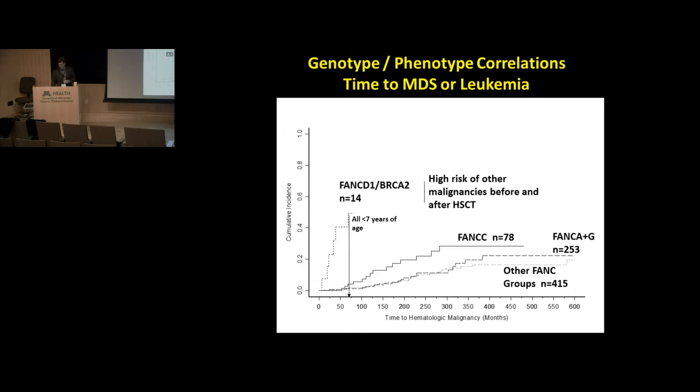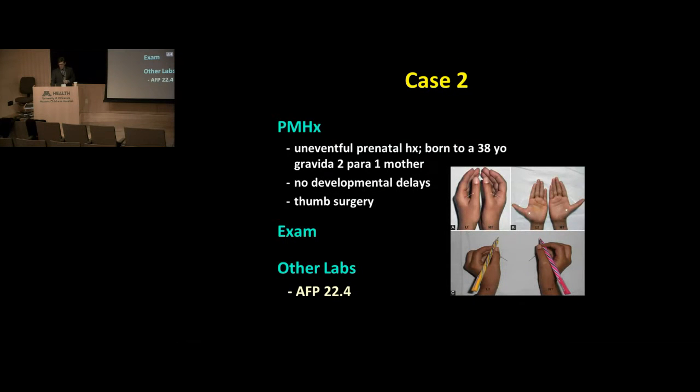We gave him a different form of chemotherapy, as if he had BRCA2. So this is the past medical history. He does have abnormal thumbs. He has an alpha-fetoprotein level of 22.4.